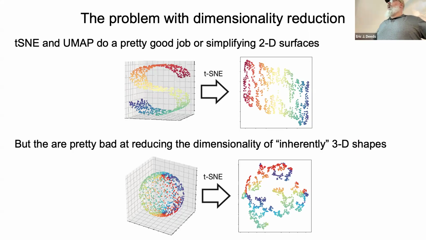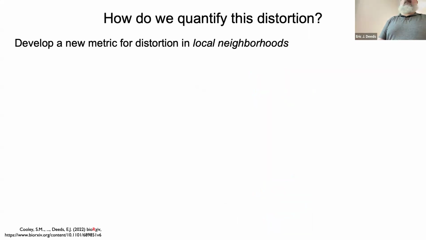But you can see here that what's happening is that you've colored all of these points by where they are on the S-curve, sort of from one side to the other. And you can see that that rainbow pattern is largely preserved. But here we've done the same thing with a sphere, and you can see that that rainbow pattern is severely disrupted. And in some sense, it's impossible for t-SNE and UMAP or other tools to represent this sphere in 2D without doing that, because it's just mathematically impossible to maintain that pattern.